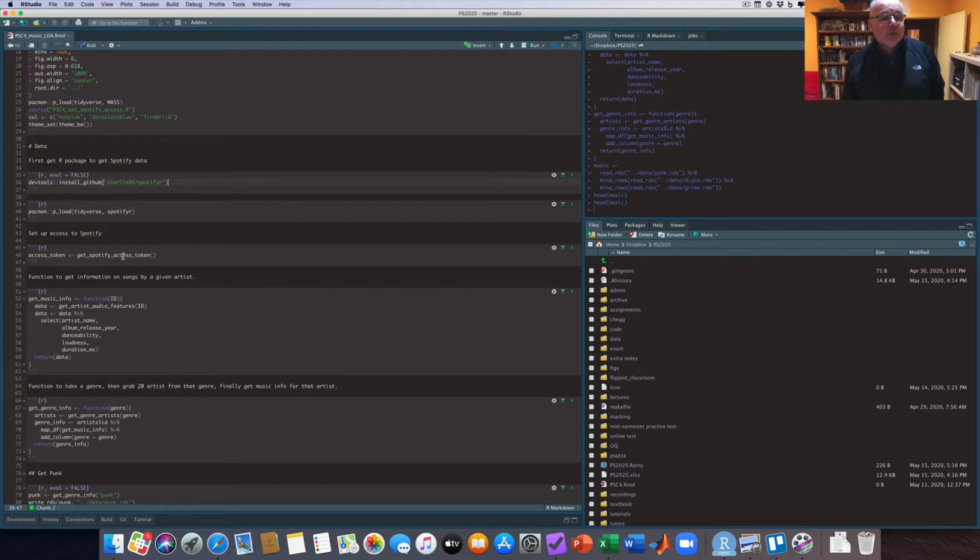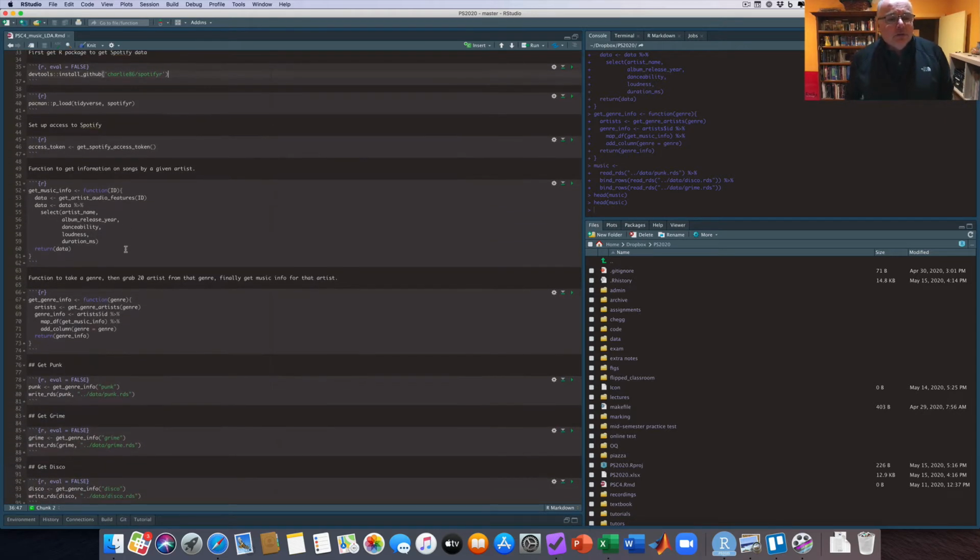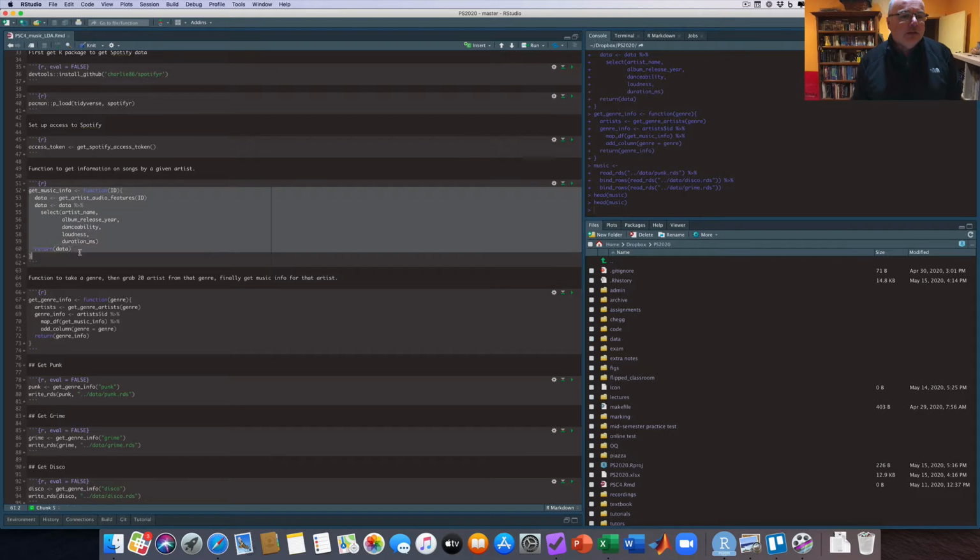and that gives you permission to go and ask Spotify for data. So we're going to look at 3 genres: punk, grime, and disco. And I've written 2 functions to do this. This function, if I give it an artist ID, will go to Spotify and get every song they've ever done, drag it down, and grab information about that song: when it was produced, how loud it is, what key it's in, everything.